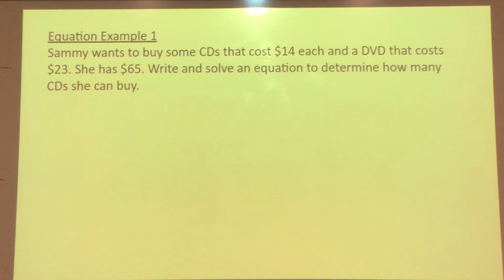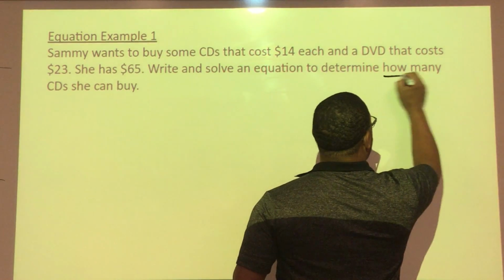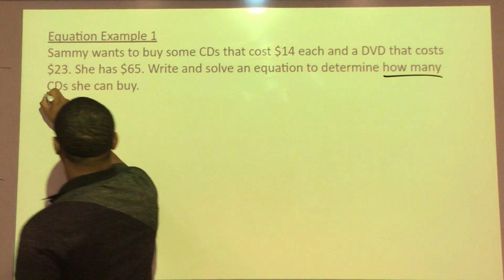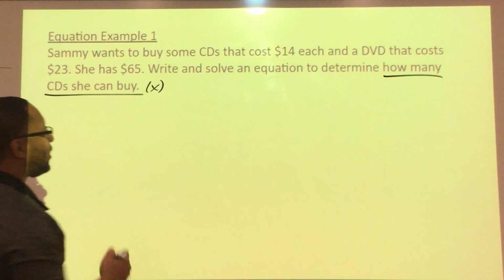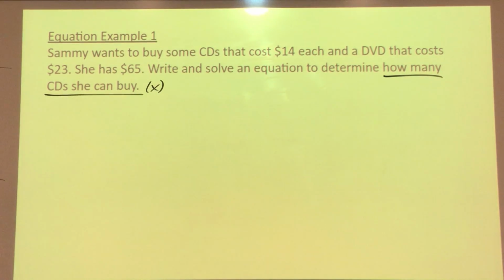Now, when I get to this problem, the first thing I want to do is identify what our variable represents. What is the piece that we are trying to figure out? And it's right here in that last sentence. We're trying to figure out how many CDs Sammy can buy. So we're going to say that that's x. That's the unknown piece that we're trying to figure out.